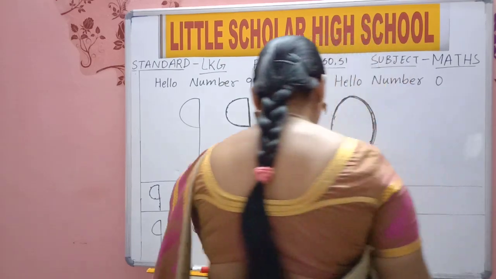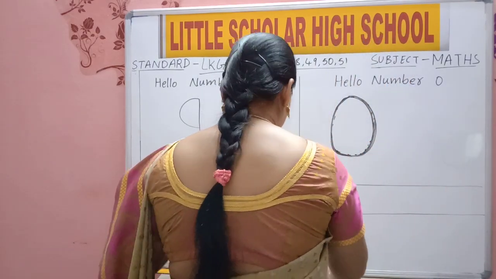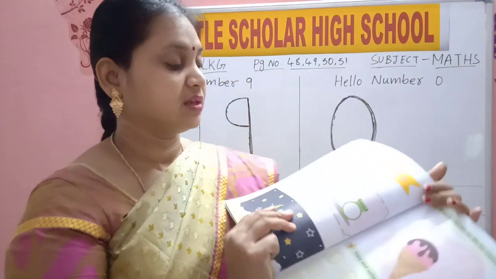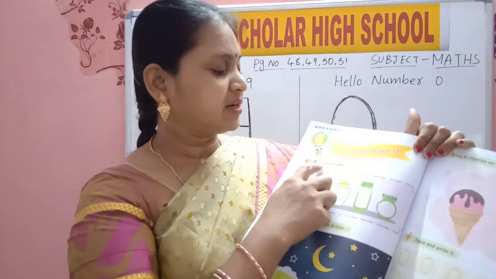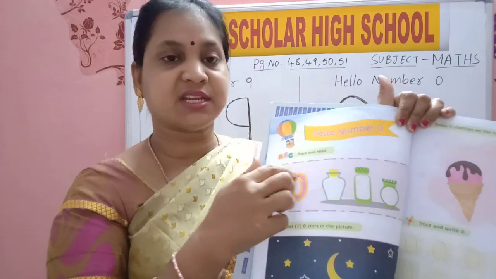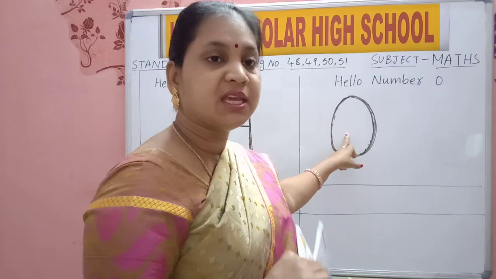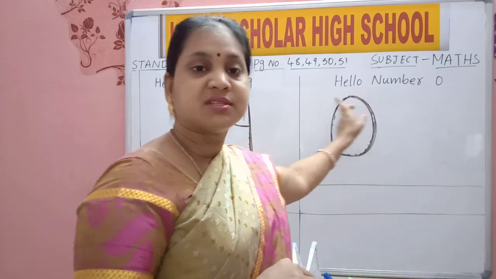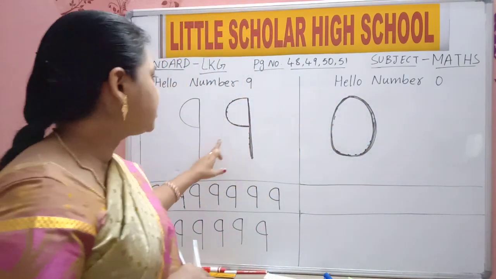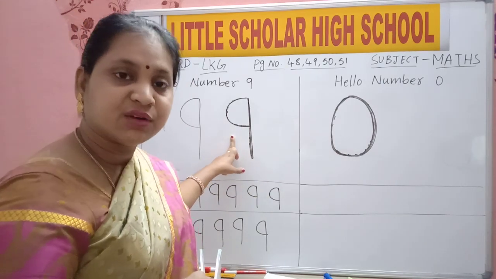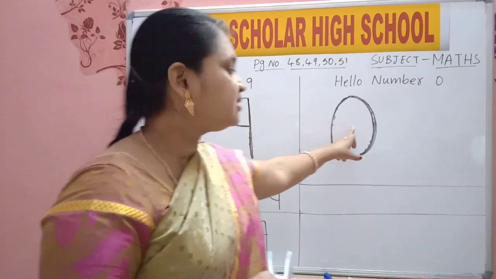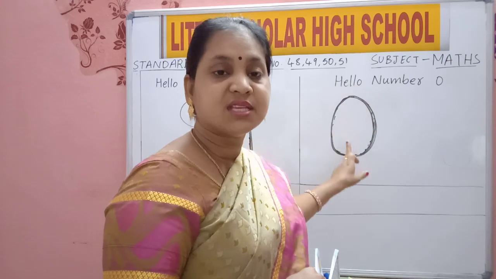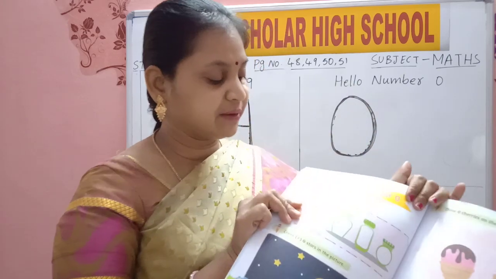Now see your textbook. What are these here? Trace and read. Yes, finish writing, tracing, and what is this known as? 0. Z-E-R-O. 0. And which number is this? Number 9. And this is 0. Now see here.